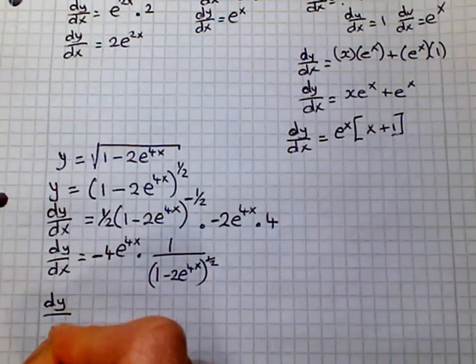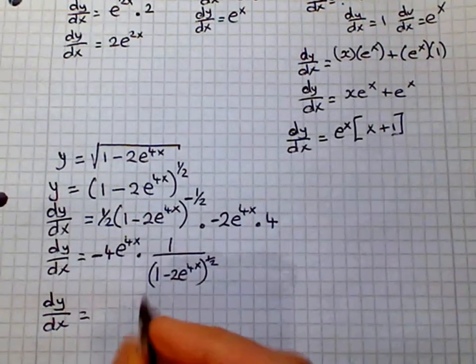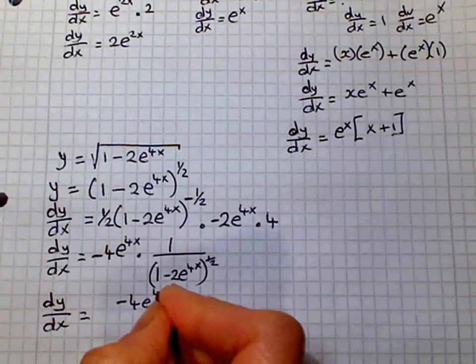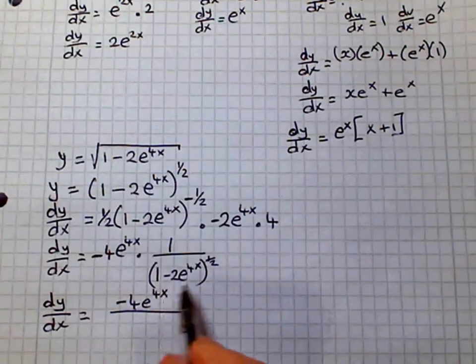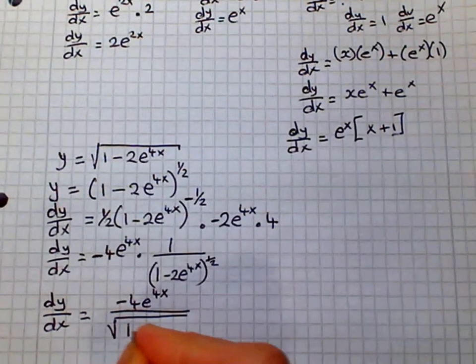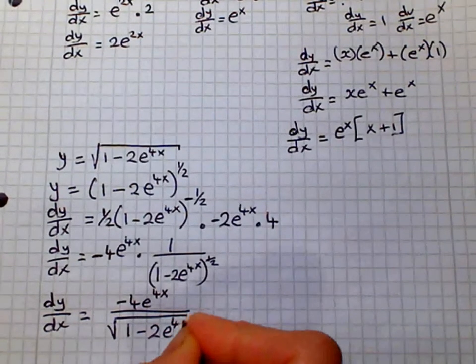So dy/dx equals minus 4e to the power of 4x by 1 is minus 4e to the power of 4x, all over to the power of a half, so it's going to be the square root of 1 minus 2e to the power of 4x.